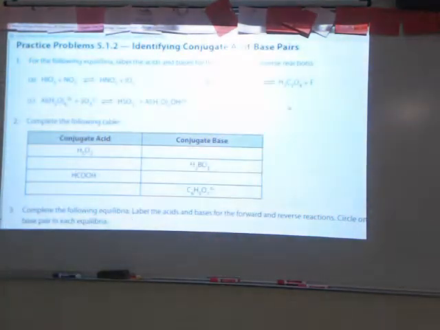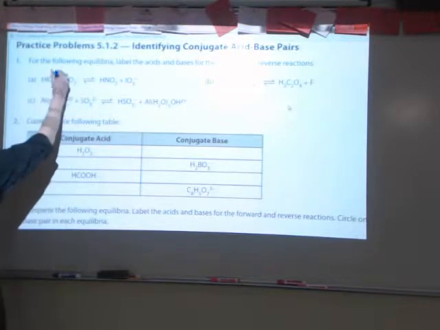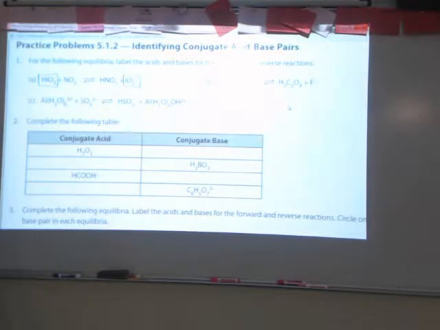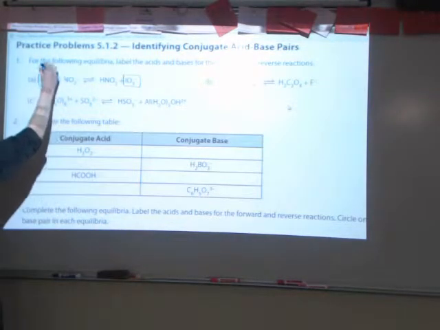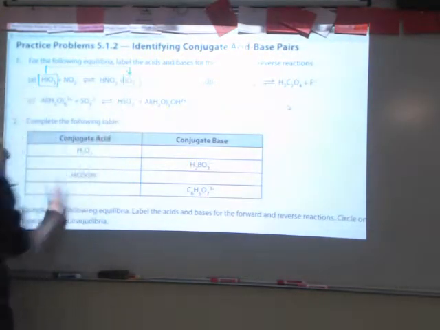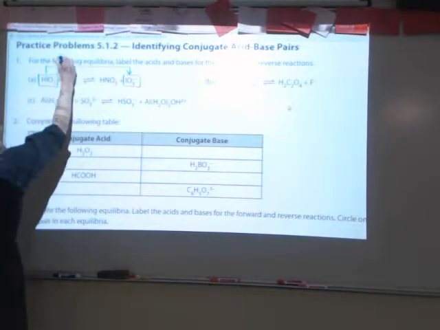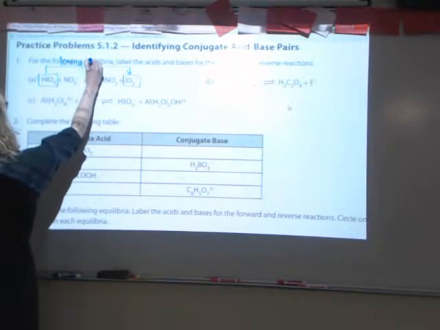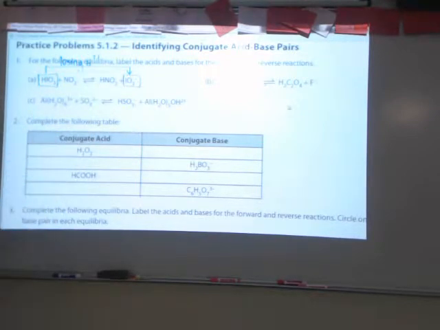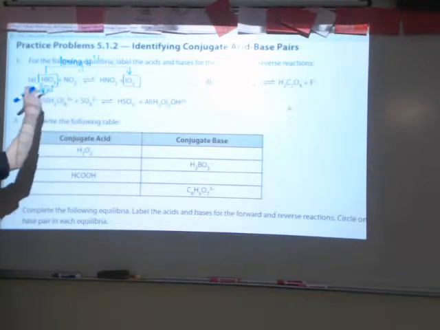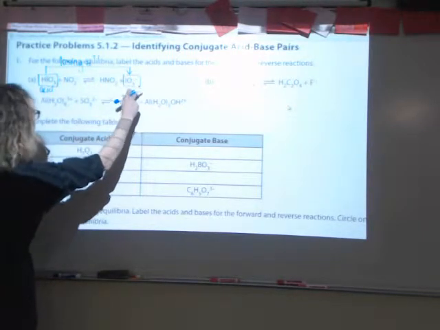For the following equilibria, label the acids and bases for the forward and reverse reactions. I'll do A with you, and then I'll let you do B on your own. HIO3 is going to get partnered up with IO3 negative 1 on the product side. And we're going to read this going from left to right. Am I gaining or losing a hydrogen? Losing. Okay, so if I'm losing a hydrogen, according to Bronsted-Lowry, that means I am an acid. So the reactant would be an acid, which means its partner on the other side would be a base.